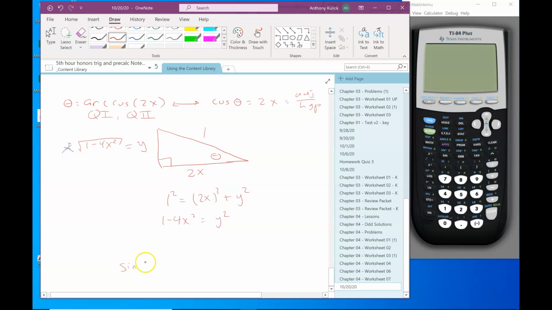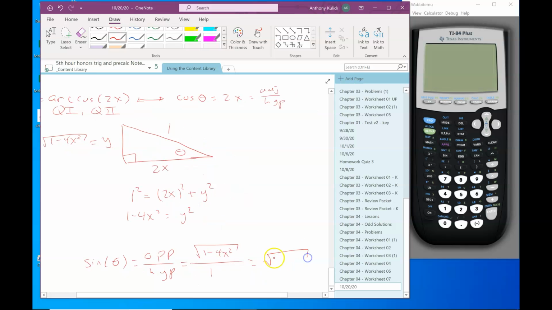So now, if I wanted to do sine of theta, that's opposite over hypotenuse, which in this case is the positive square root of 1 minus 4x squared, over 1, or just the square root of 1 minus 4x squared.